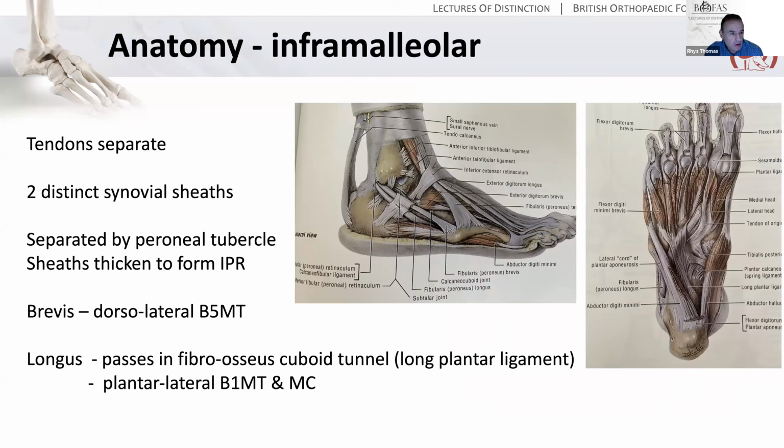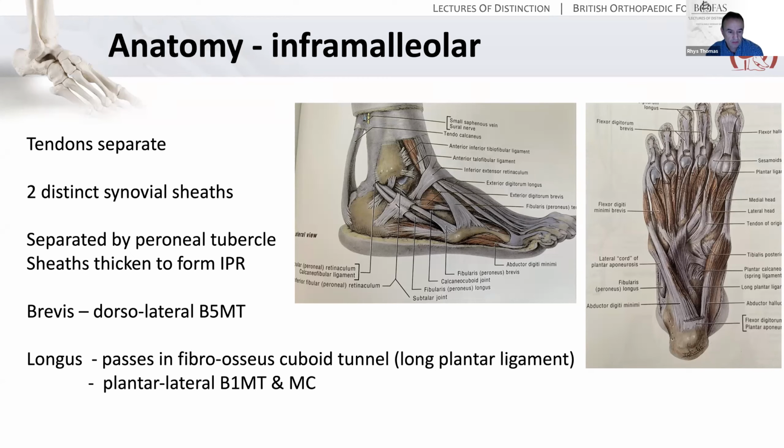Below the medial malleolus, the tendons separate and run in two distinct synovial sheaths. As they run down towards the foot, they're separated by the peroneal tubercle, and in this region, the peroneal sheaths thicken to form the inferior peroneal retinaculum on the side of the calcaneum. The brevis then runs down to the dorsolateral aspect at the base of the fifth metatarsal.